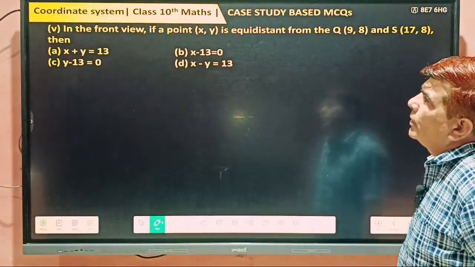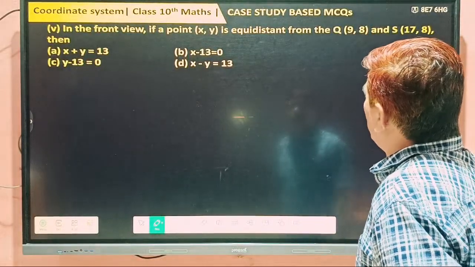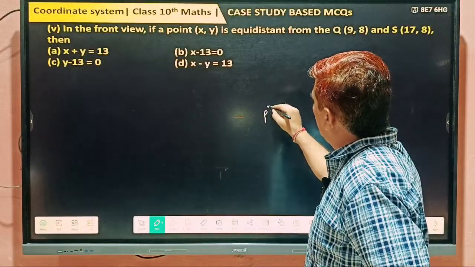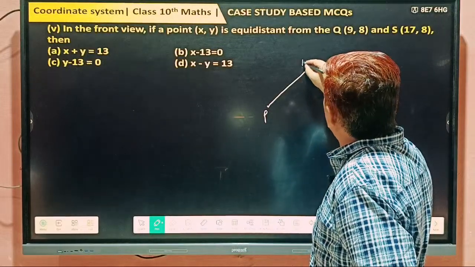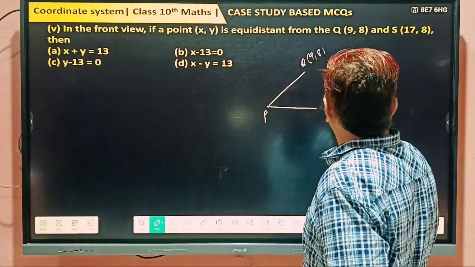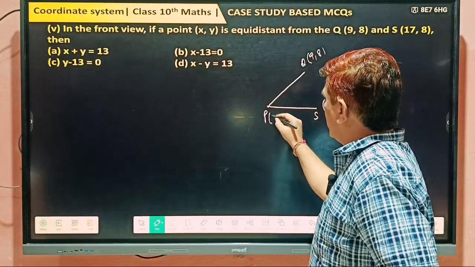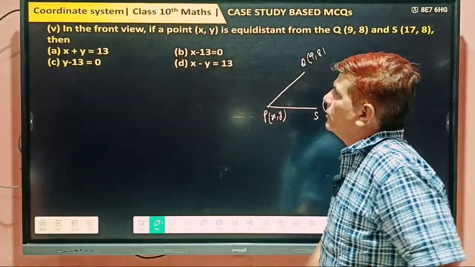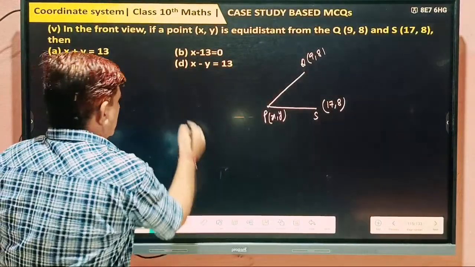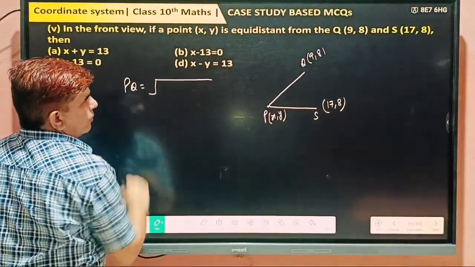Next, fifth. In the figure, if a point (x, y) is equidistant from Q (9, 8) and S (17, 8), we have taken point P, and I am saying the coordinates of this point are x and y. By the distance formula, first we can find PQ. PQ is equal to what?